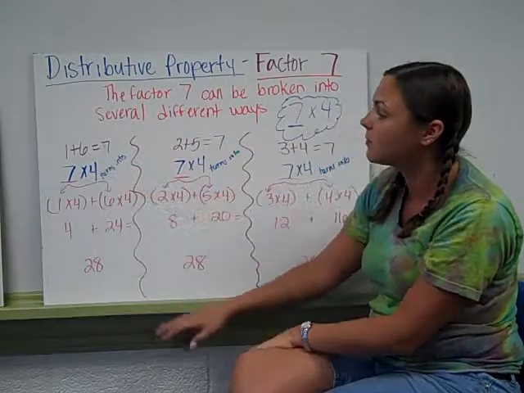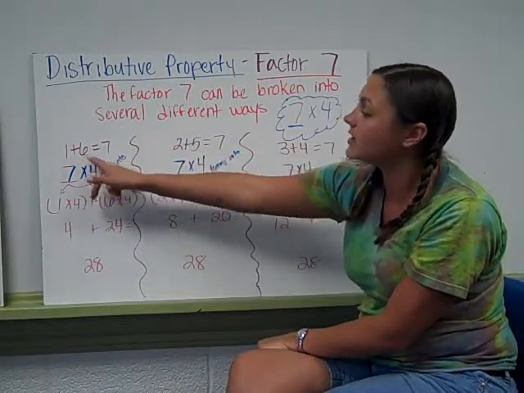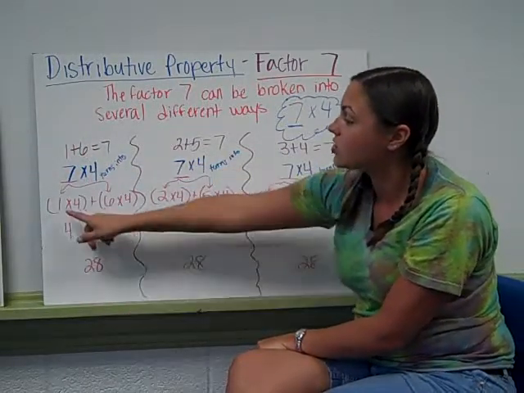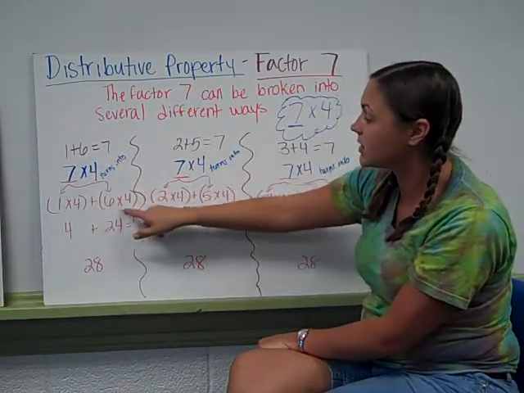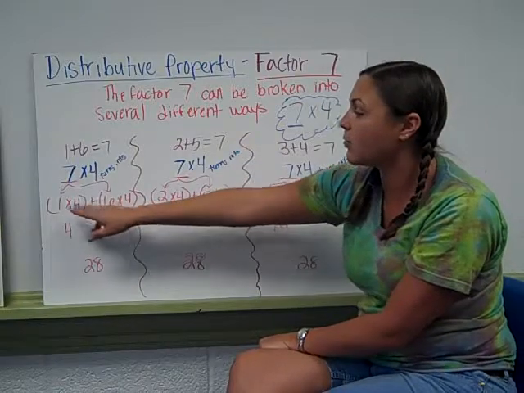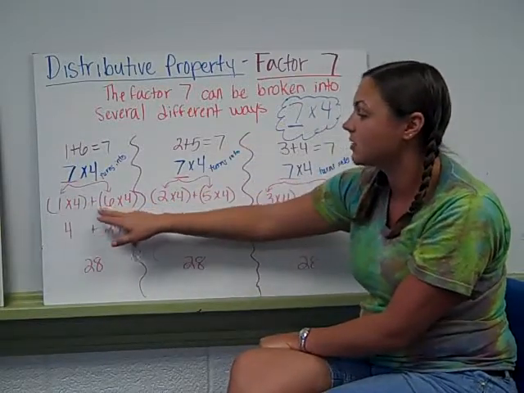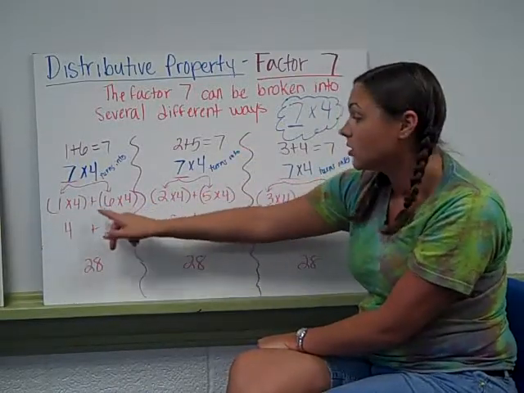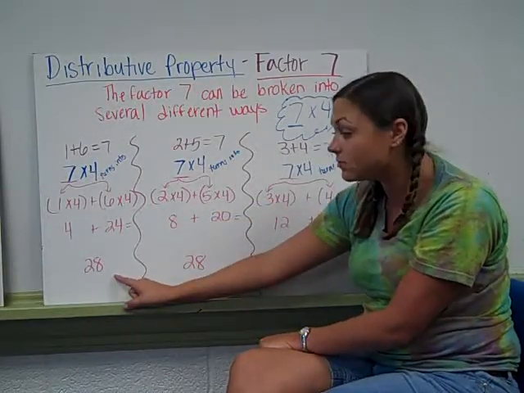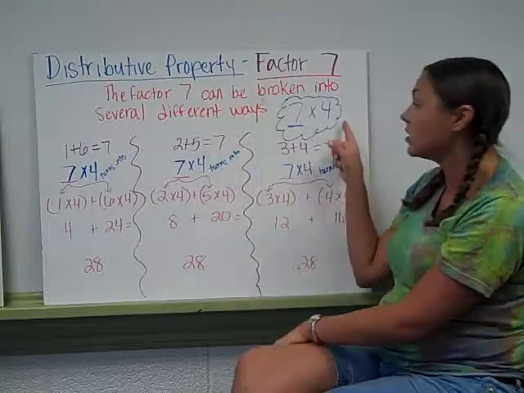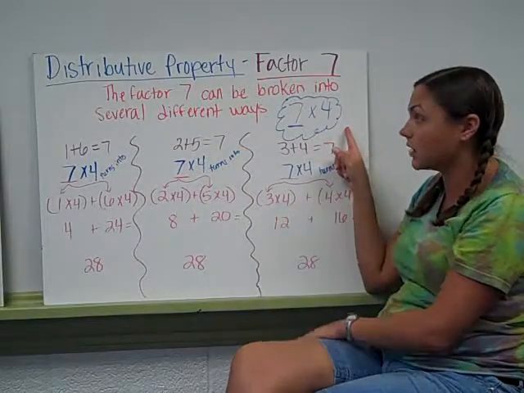This is the same fact. Here I have 1 and 6. I broke the 7 up into 2. So in my smaller problems, I'm going to have 1 times 4 and 6 times 4. My 4 stays the same, but I broke up the 7 into 1 and 6. 1 times 4 is 4. 6 times 4 is 24. 4 plus 24 gives me 28. 28 is the answer to 7 times 4. I just broke the 7 up.